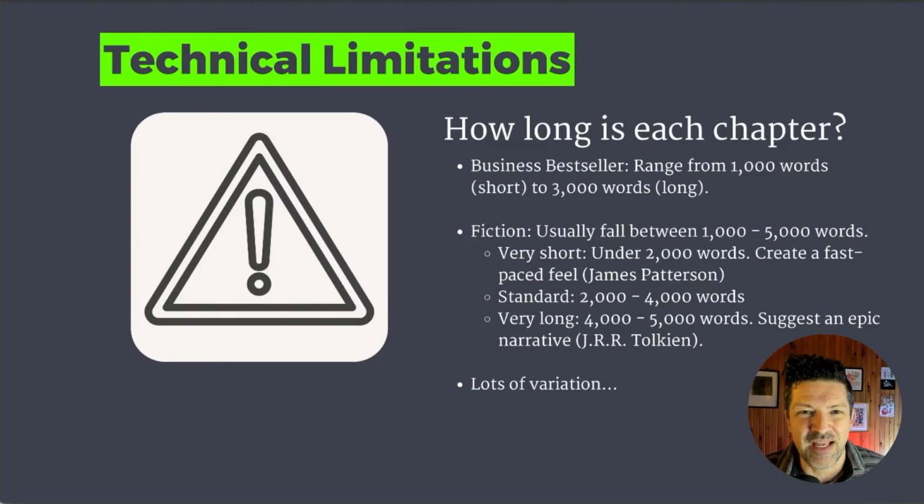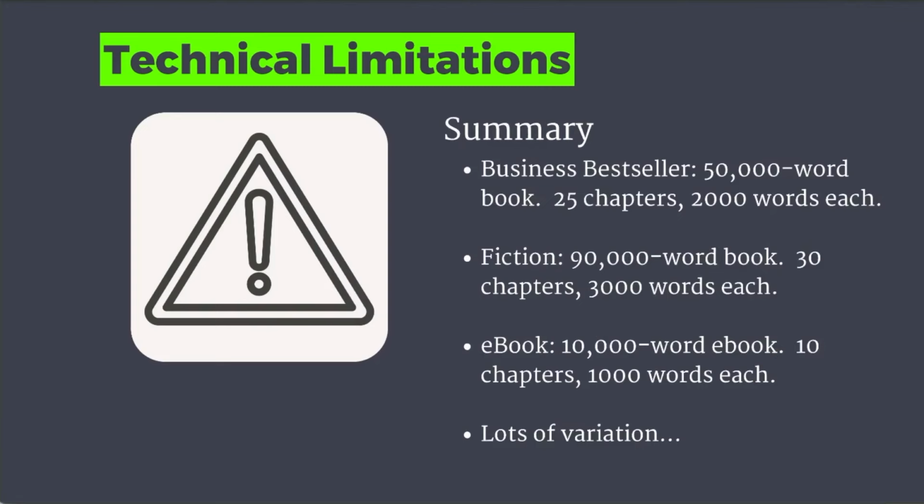This creates a faster paced feel. You can think of James Patterson. Standard is somewhere between 2,000 and 4,000 words. And then the very long chapters are 4,000 to 5,000. These are the epic narratives. You might think of J.R.R. Tolkien, Lord of the Rings, things like that. So in summary, business bestsellers, 50,000 words per book.